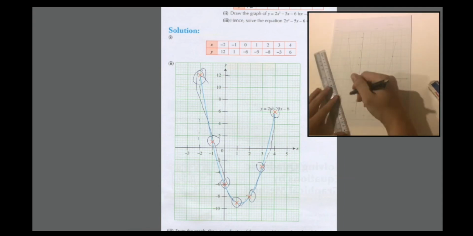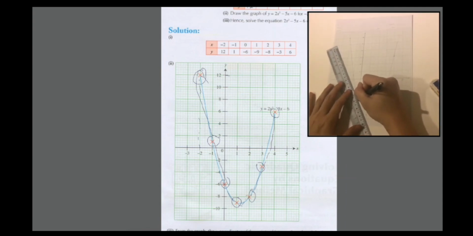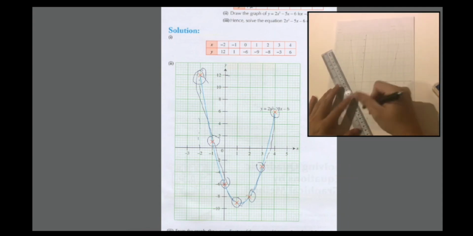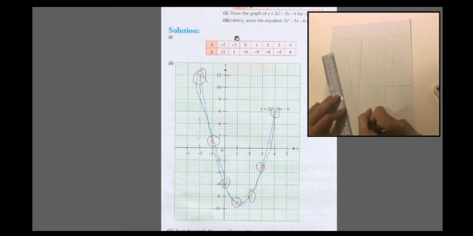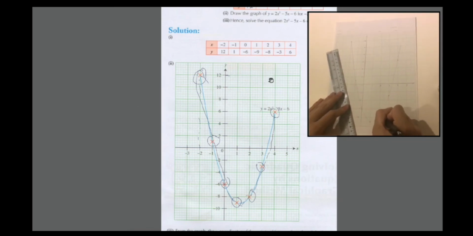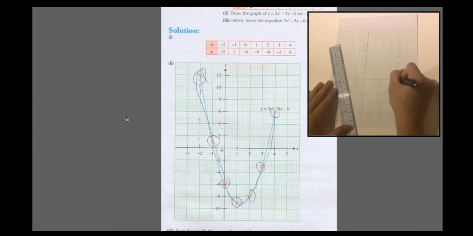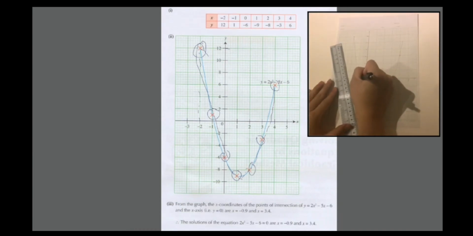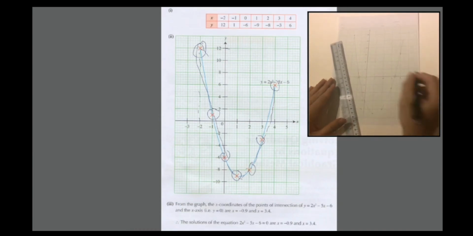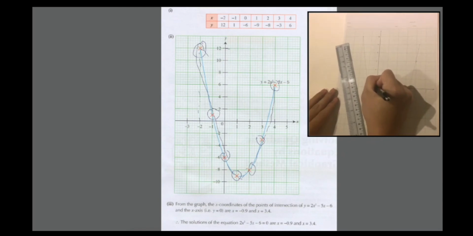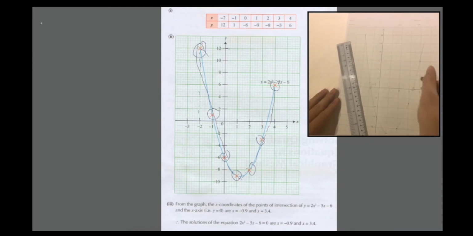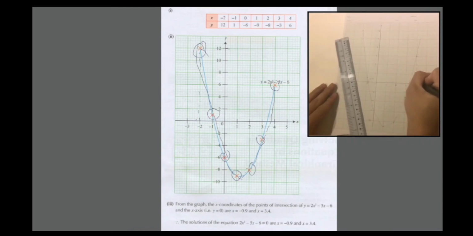Now, the moment you have your curve, you can answer whatever question is being thrown at you. So if they want you to solve the equation, when y is 0, all you need to do is to find out the x values when y is 0, which happens here, right?